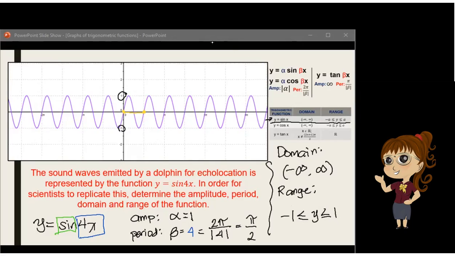And these are the 4 things that we are looking for whenever we are solving the graphs of trigonometric functions. Ladies and gentlemen, we have the amplitude, the period, the domain, and the range.